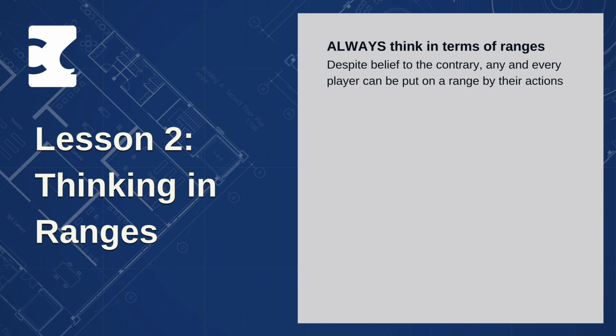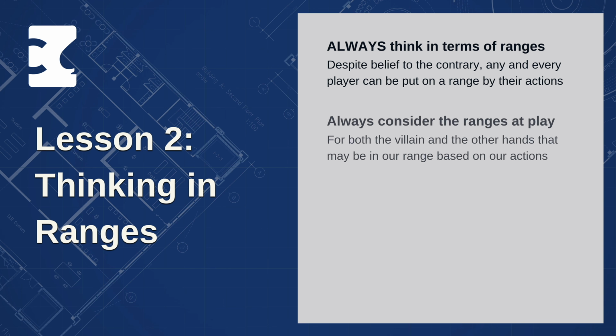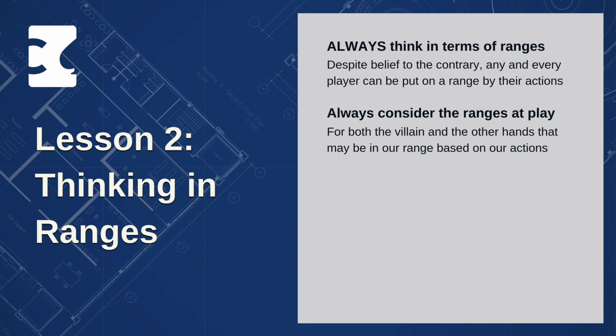Your actual hand doesn't matter as much as most people think. It isn't 100% of our decision-making process. Our perceived range can and will influence our actions. Now, there are times where your individual hand matters a ton, and other times where it doesn't matter as much. You can always mix in what your range is on certain board textures to get the results you're looking for, especially if you're bluffing. Always consider the ranges at play for both the villain and the other hands that may be in our range based on our actions.